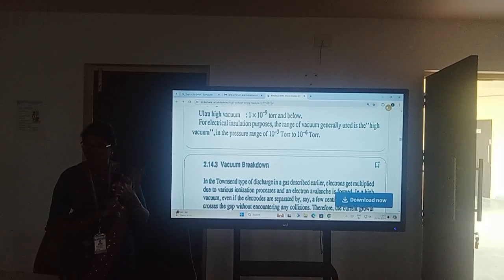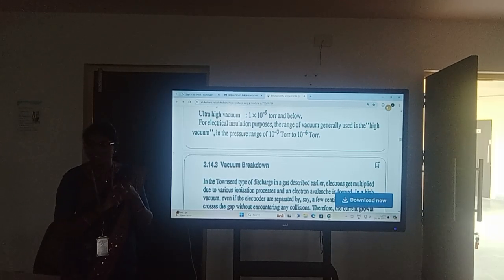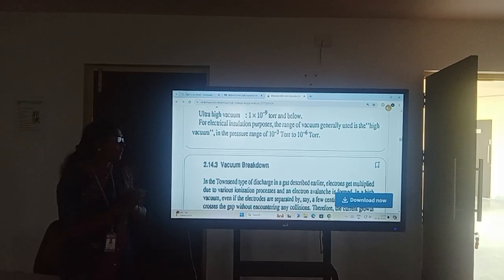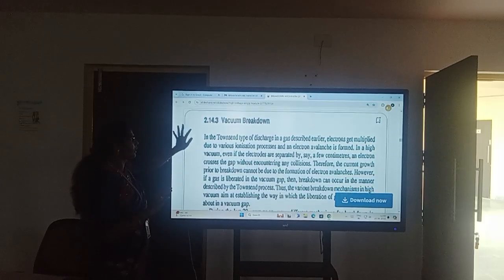So three ranges of vacuum occur, three different types of vacuum pressure: the high vacuum stage, the very high, and the ultra high. Most often for insulation purposes in an electrical high voltage circuit line, we will choose the high vacuum stage, around 10 to the power minus 3 to 10 to the power minus 6 torr or millimeters of mercury. Okay, so next, what does vacuum breakdown mean?